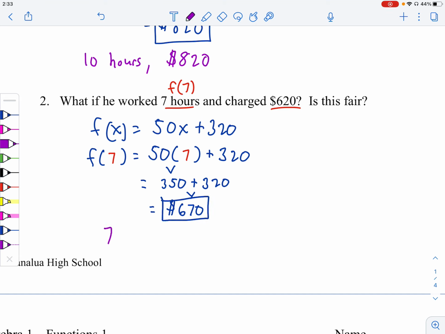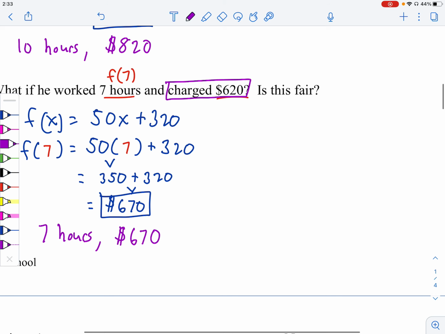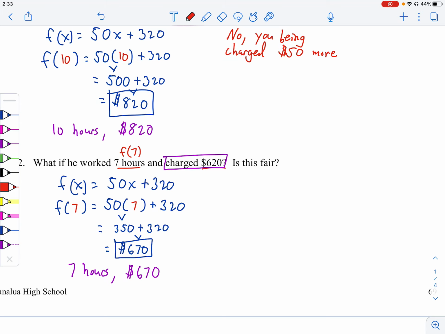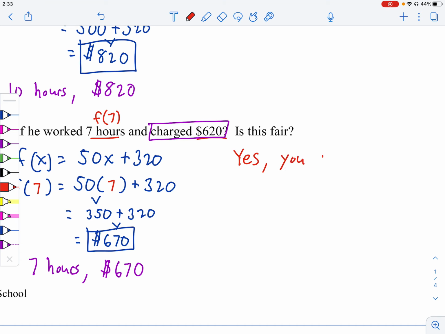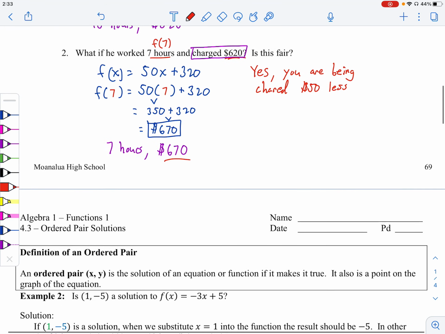What does that mean? 7 hours should cost $670, but you're being charged $620. Is this fair? You're charged less. Is it fair? It depends who you ask. From your perspective, yes, it's fair for you. You're being charged $50 less, because it should cost 670, but he's charging you 620. So that's fair for you. Maybe not for him, but for you, yes.